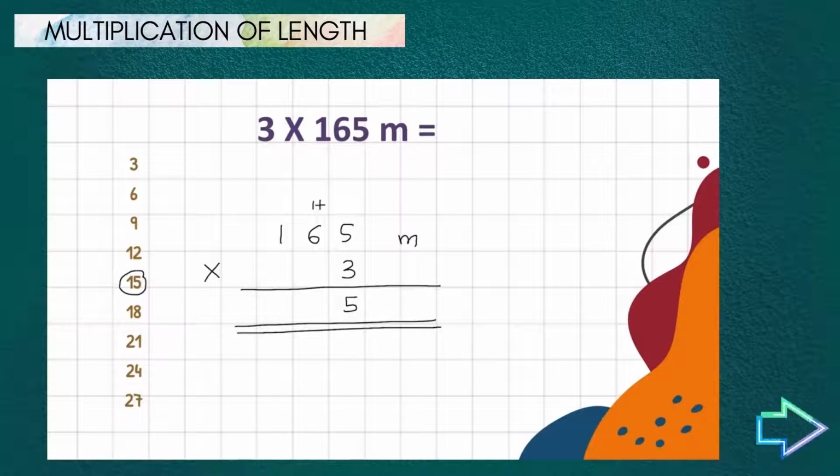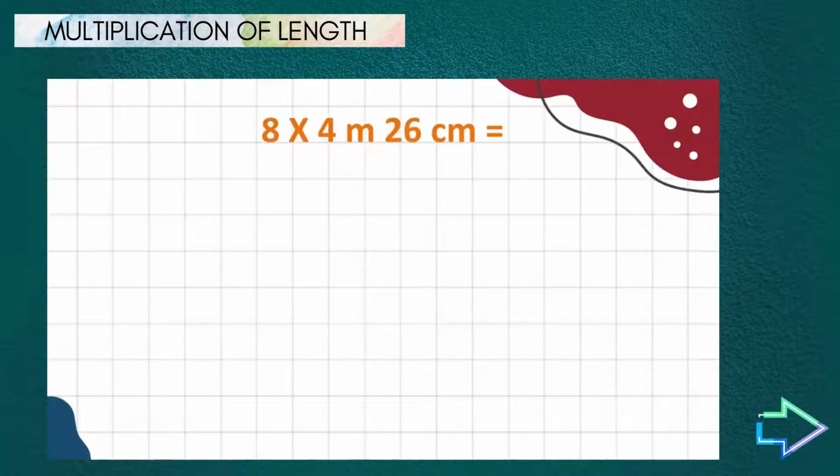Next one, 6 times 3 would be 18, and then plus 1 is 19. So write down 9 and bring up 1 above 1 to plus 8 later. Last one, 1 times 3 is equal to 3, and plus 1 equals 4. So write down 4 and bring down the unit meter. So 3 times 165 meter is equal to 495 meter.